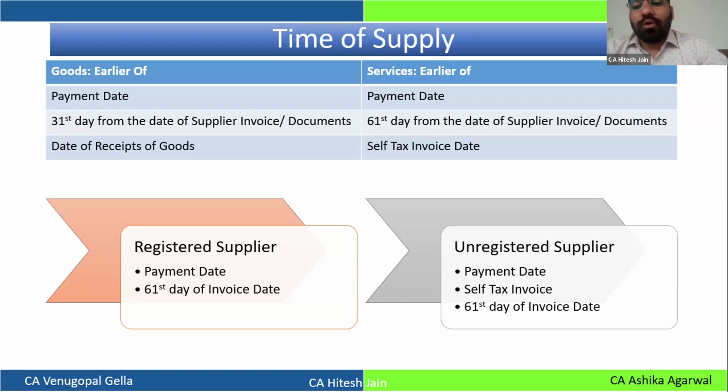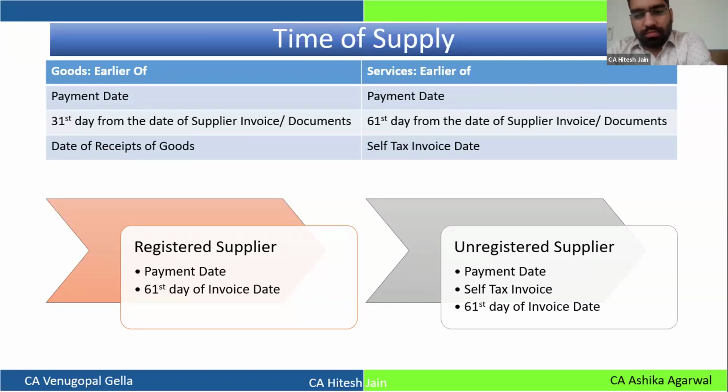But in case you are receiving service from an unregistered supplier, then the time of supply will be earlier of the 3 days: the payment date, the self tax invoice date, or the 61st day of the invoice date, whichever is earlier. This bifurcation is not there under GST law, but the way the time of supply has been given for service, we have divided into registered and unregistered.